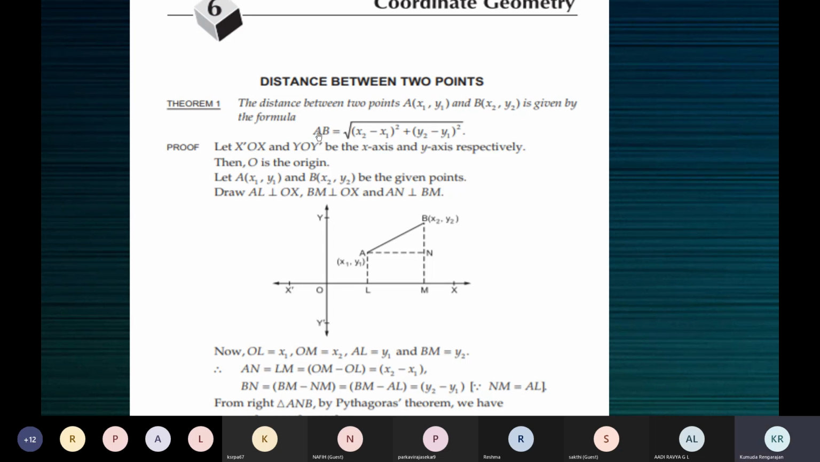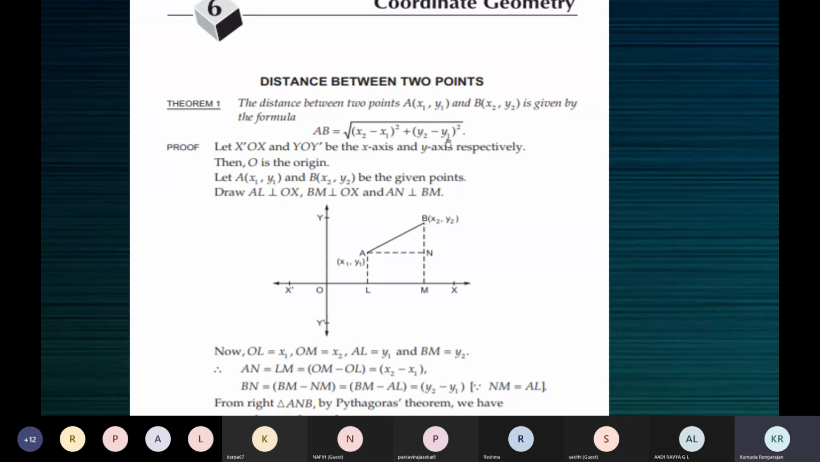So the length of this line segment AB or the distance between the 2 points A and B, both mean the same. The distance between the 2 points A and B is the same as the length of the line segment AB. So the length of the line segment AB, or the distance between the 2 points A and B, is given by square root of (x2 minus x1) the whole square plus (y2 minus y1) the whole square.